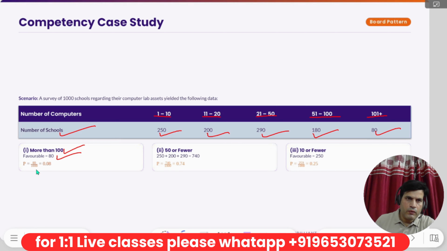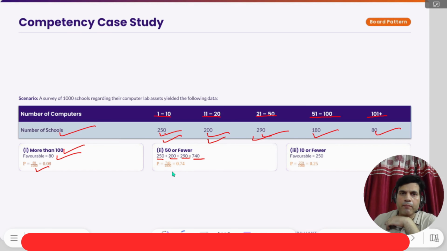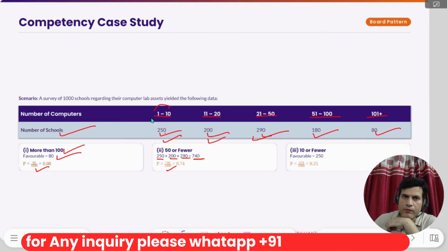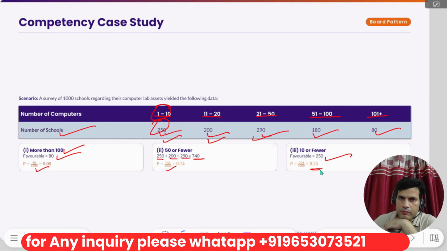So 80 upon 1000. 50 or fewer, that is how much? It's 250, 290. So these three will become part of it. So that is total 740 upon 1000. And 10 or fewer, we have only one, this one, that is 250. So 250 upon 1000, that is 0.25.